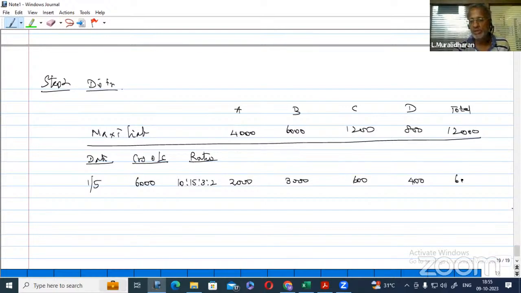So it is 6,000 collectible. So in each case, I am comparing: 2,000 is less than 4,000, 3,000 less than 6,000, 600 less than 1,200, 400 less than 800. So I am just comparing. Am I exceeding?